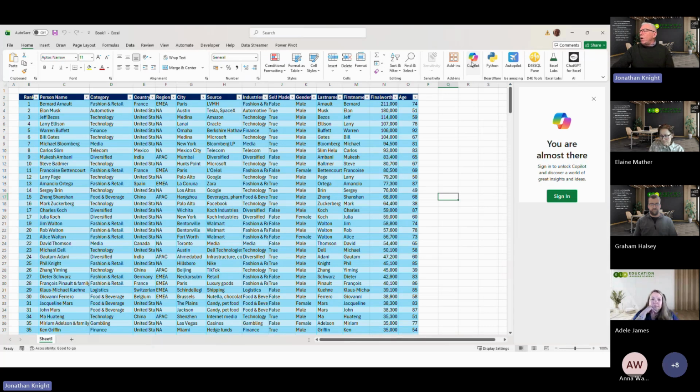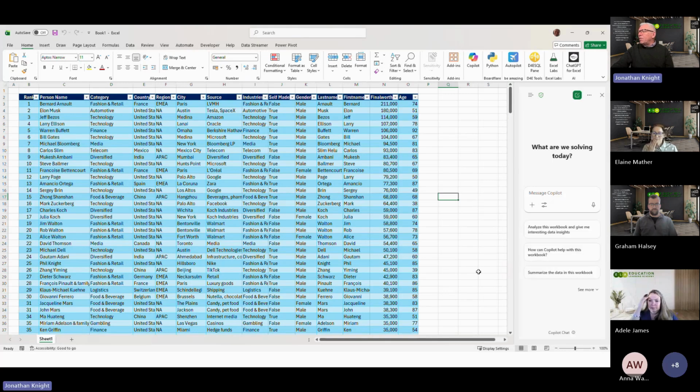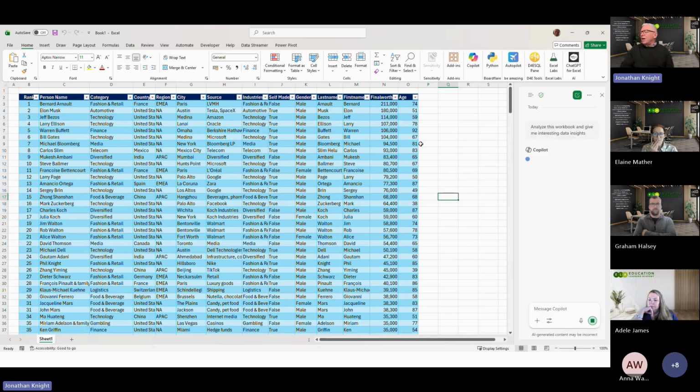So I just need to sign in. Hopefully it's going to let me sign in. So what we're solving today: it's going to look at this spreadsheet here, and it's going to give you some insights. You can just literally ask it, analyze this worksheet. Here, off we go. It's gone into the prompt, and off it goes.